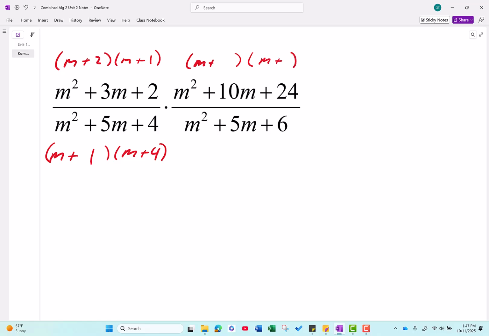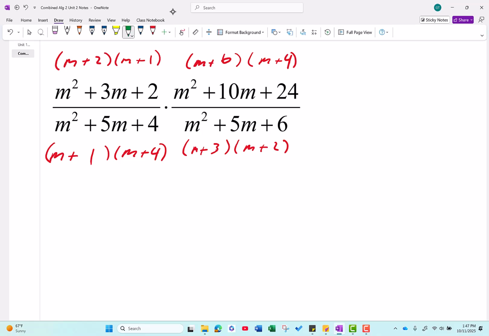M plus. What will multiply to 24 and add to 10? 6 times 4. And so, again, which order doesn't matter. We're good there. This is going to be m plus again. And m plus again. So what multiplies out to 6? 2 and 3.